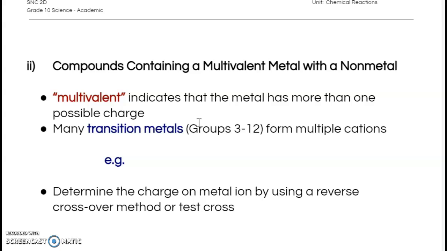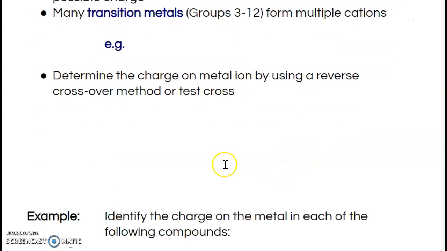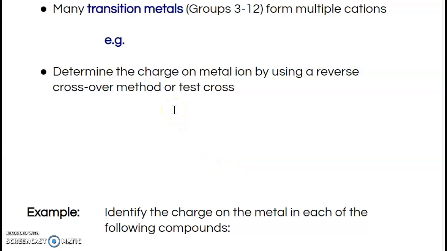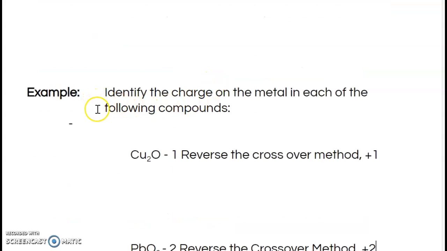So how on earth do we write that out? How do we write iron chloride without knowing what the exact charge on iron is? We know chloride has a charge of -1, but how do we know what lead has? Well, there's a way of writing it. Many transition metals between groups 3 and 12 can form multiple cations, like I just showed you. We determine the charge on the metal ion by using the reverse crossover method, and I'll go through an example now.